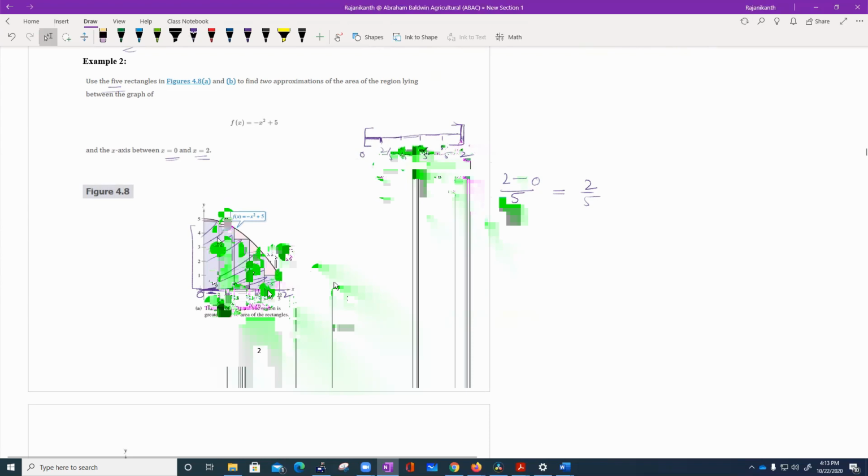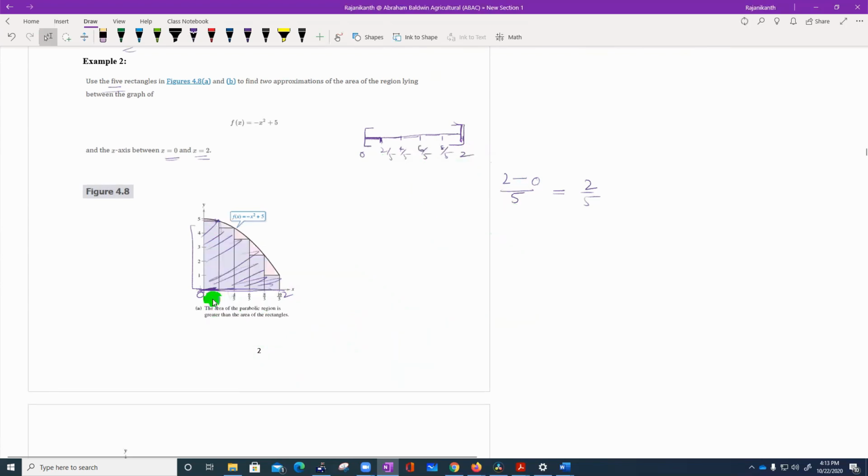Then how do you find the height of the rectangle? The height of the rectangle is nothing but the function value, right? There are two ways you could find the height of the rectangle. So if you want to find the underestimate here, if you look at the picture, what we have done is taken the right endpoints of each interval, right? For this interval, I have picked the right point and drawn a vertical line all the way up to the curve. So this is going to be the height of the rectangle.